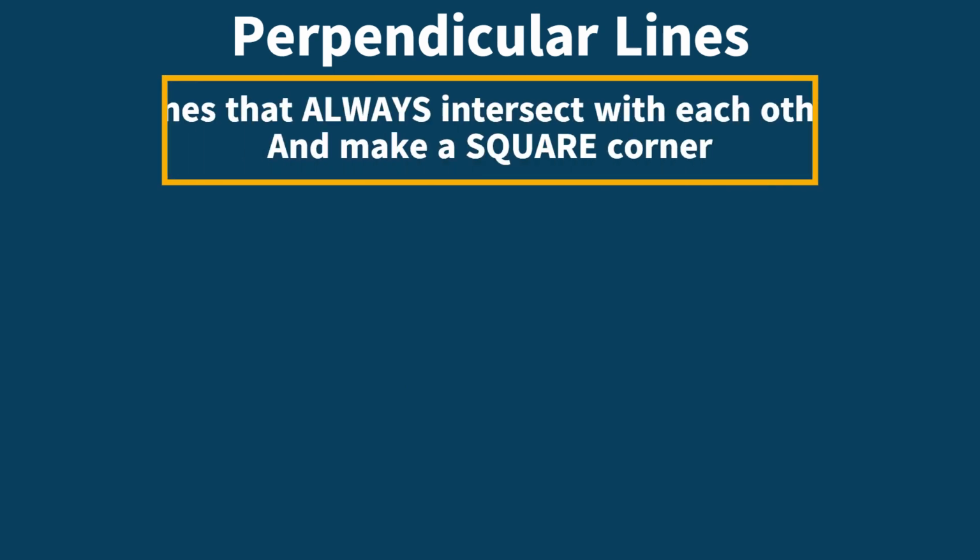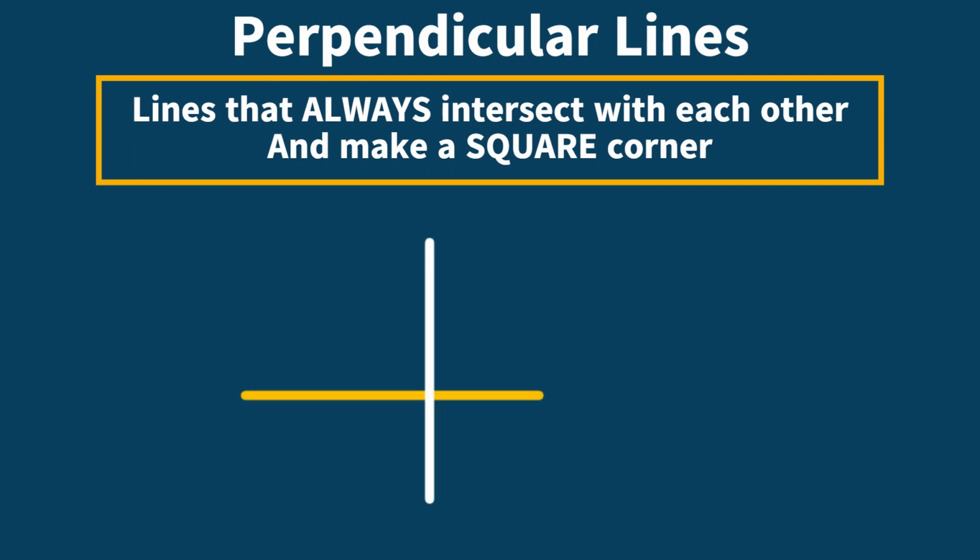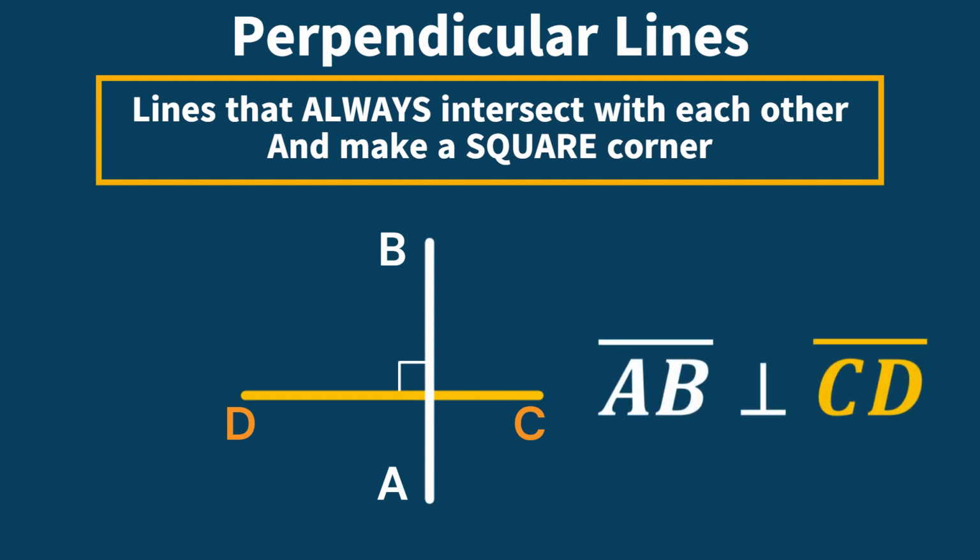Perpendicular lines. Perpendicular lines are lines that will always intersect and they form a square corner. Let's take a look at these lines. We have two lines here. We have line AB and line CD. As we can see, these lines intersect each other and they form a square corner. That means they are perpendicular lines. The way that we write that two lines are perpendicular to each other is with this notation.